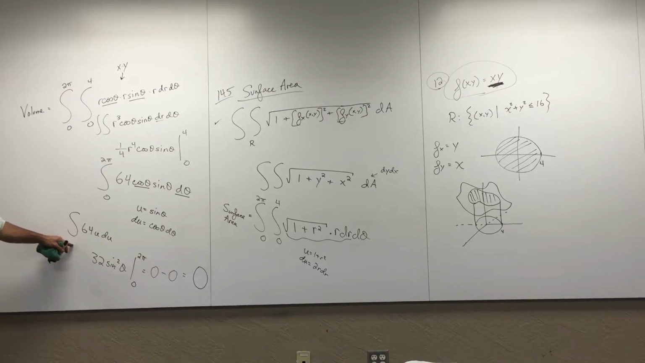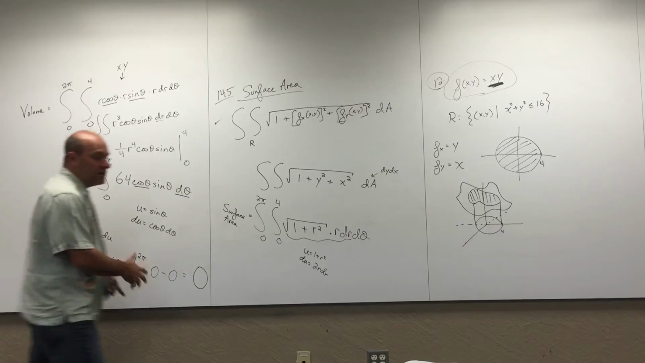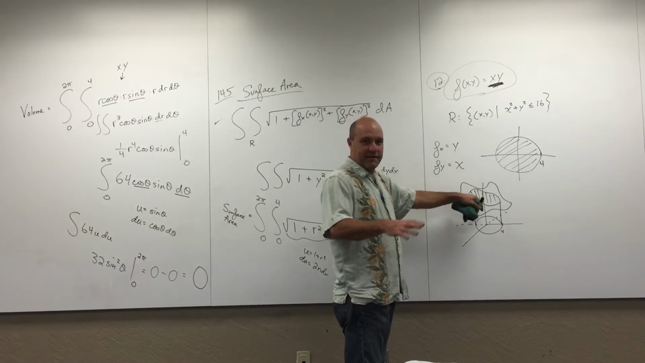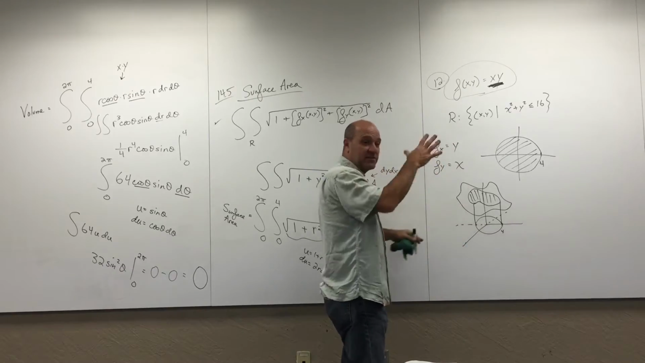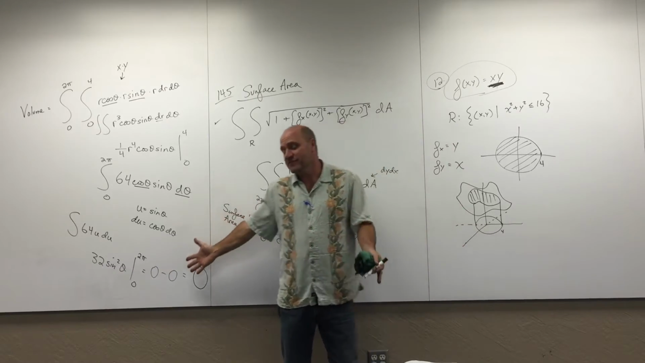So that's the explanation, which means this was not the picture. Right, the picture was slashing through the origin, kind of. Some of it is above, some of it's below the XY plane. We got a net volume of 0.